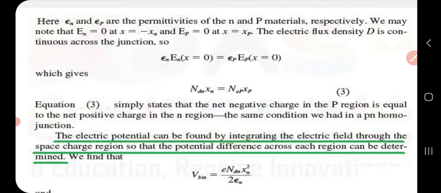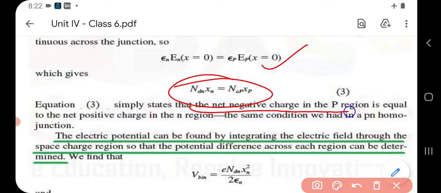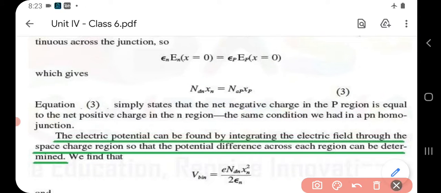Now the electric field in N region En is equal to 0 when X is equal to minus Xn, and electric field in the P region Ep will be 0 when X is equal to Xp. Then the electric flux density is continuous across the junction. So we can equate these two, that is epsilon N En is equal to epsilon P Ep, and that will give you NDN Xn is equal to NAP Xp, that is donor concentration, acceptor concentration. Equation 3 states that the net negative charge in P region is equal to the net positive charge in N region.